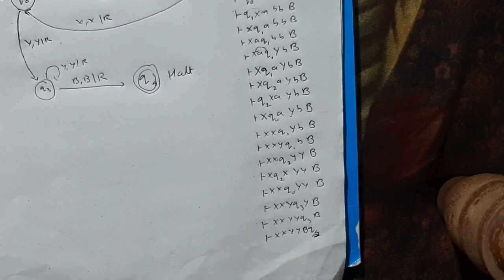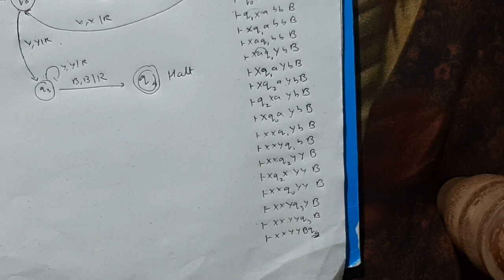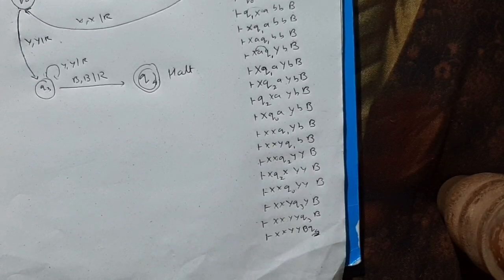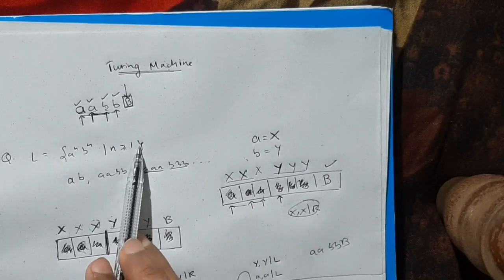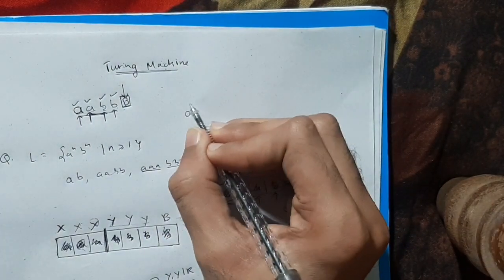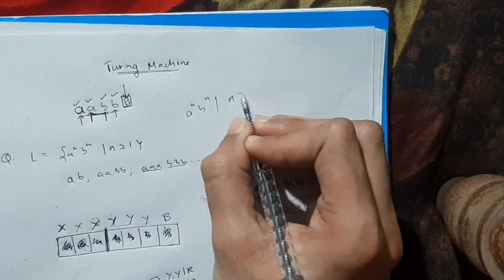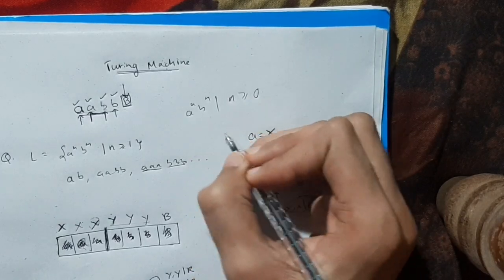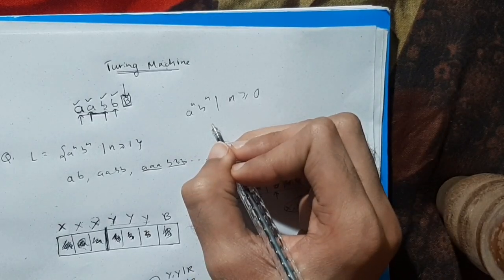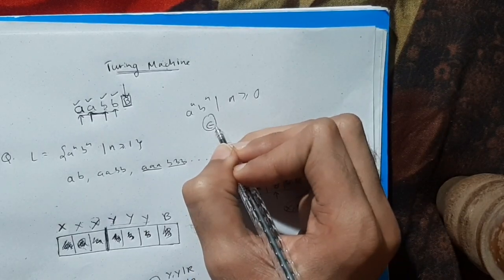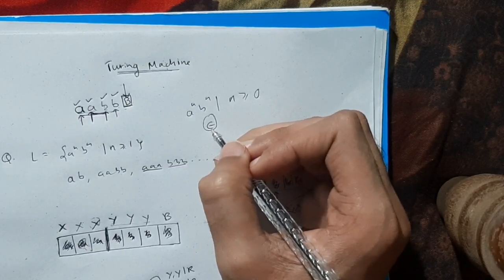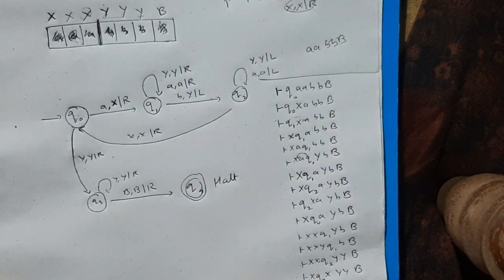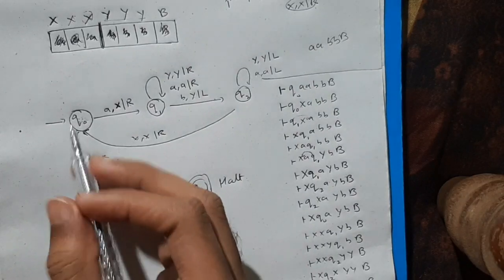Okay, as I had told you before, you have to pay a lot of attention to what they have asked. The question was here, n is greater than or equal to 1. What if the question was like this, a power n b power n with n greater than or equal to 0? In that case, what is the string which is to be accepted? Epsilon also can be accepted. That means I can directly reach the final state from the starting state. How will I depict that in this one?